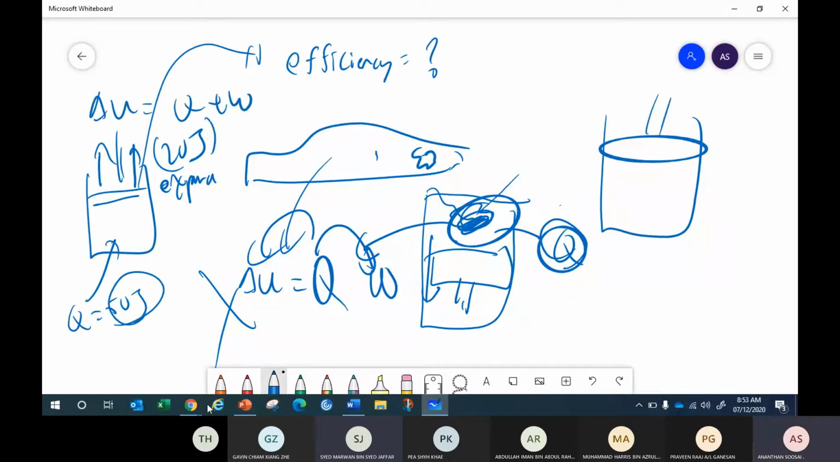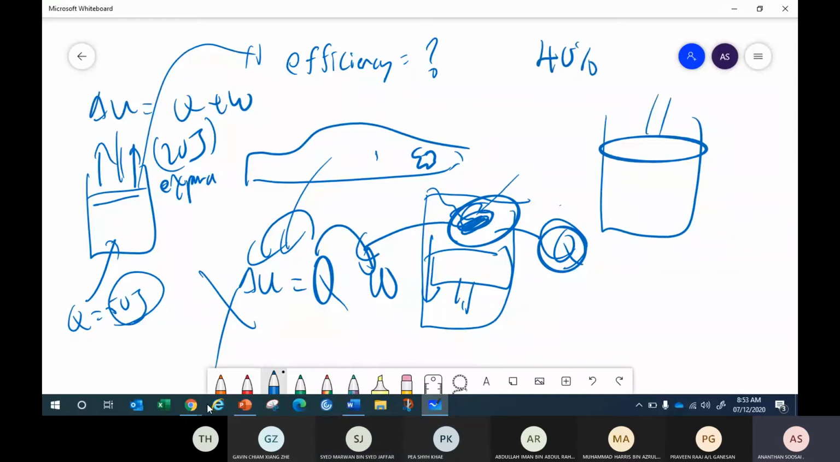Anyone? Can give a try. Wrong, never mind. Just think first. How would a human rate the efficiency of this engine? 40%. Yeah, it's 40%.